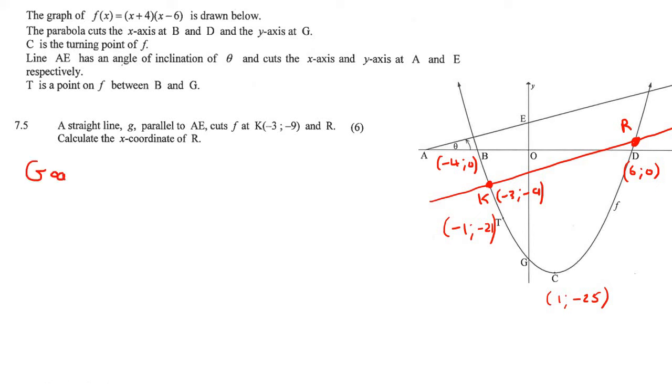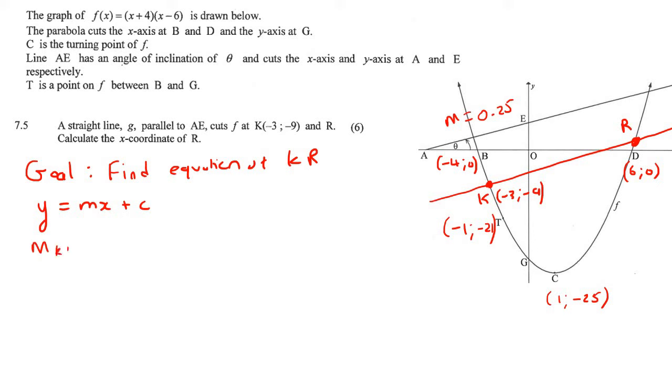So our goal, you don't have to write this in the test, but our goal is to find the equation of KR. Okay, now we know that it's a straight line, so that's y equals mx plus c. We already know its gradient. Remember, the gradient of AE was, from an earlier question, 0,25. So the gradient of KR is equal to 0,25. Why? Because KR is parallel to AE. We know that. They've told us that. So therefore we can say y equals 0,25x plus c.